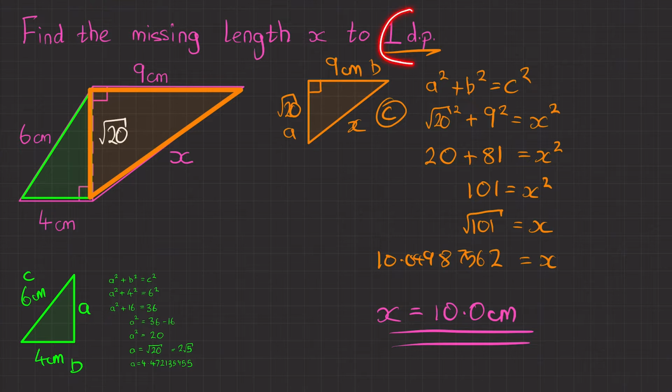And because the question's asking for the answer to one decimal place, keep this 0.0 in still, so it's obvious you have still rounded to one decimal place.